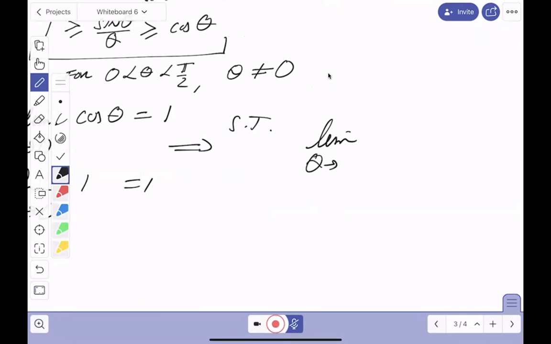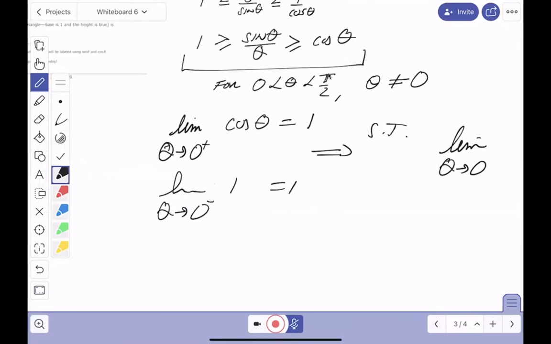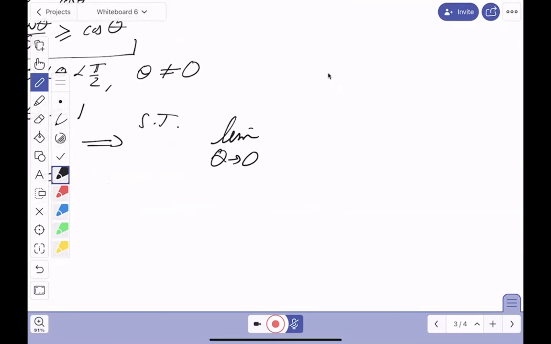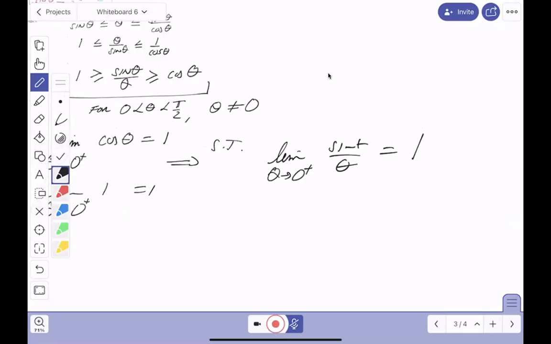as theta goes to 0, you know what I should put down over here? It's really 0 from the right. What are you going to get over there? 0 from the right, sine theta over theta is also equal to 1. And here comes the problem.